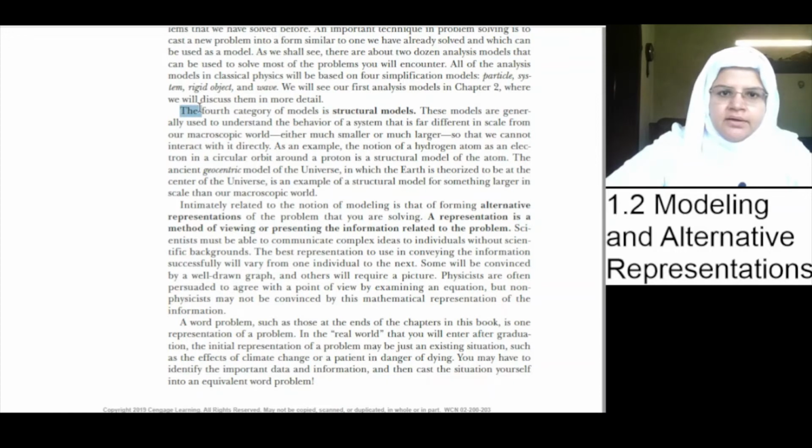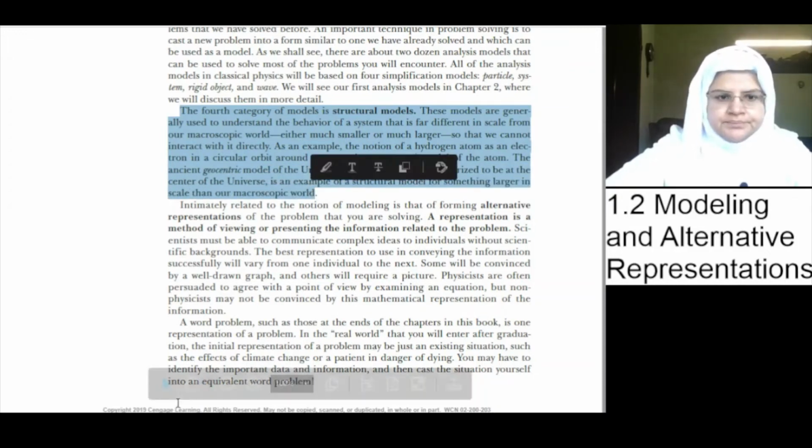The fourth category of models is structural models. These models are generally used to understand the behavior of a system that is far different in scale from the macroscopic world, either much smaller or much larger, so that we cannot interact with it directly. As an example, the notion of the hydrogen atom as an electron in circular orbit around a proton is the structural model of the atom. The ancient geocentric model of the universe, in which Earth is theorized to be at the center of the universe, is an example of a structural model for something larger in scale than our macroscopic world.